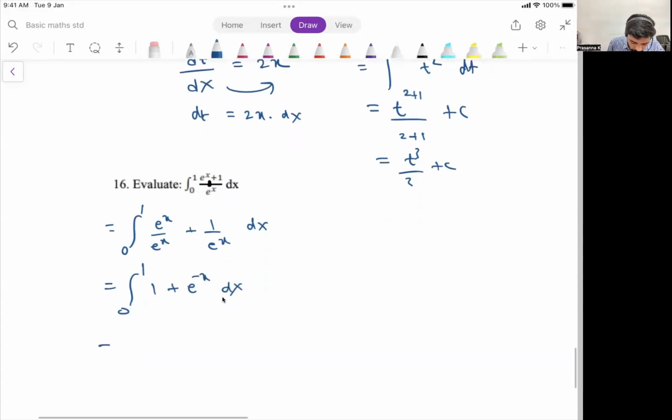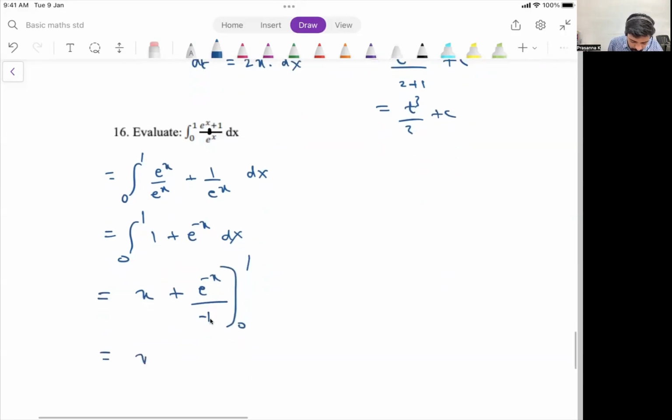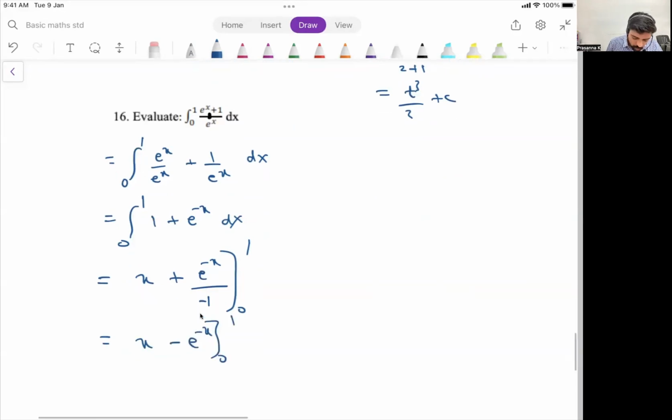Okay. Then you integrate this. Integration of 1 is x, because differentiation of x is 1. So integration of 1 is x, plus integration of e power x is e power x only. But in place of x, we have minus x. So the x coefficient is minus 1, so in the denominator, you should write minus 1. Then the limits are 0 and then 1. So this equals x plus into minus is minus e to the power minus x. Limits are 0 and then 1.